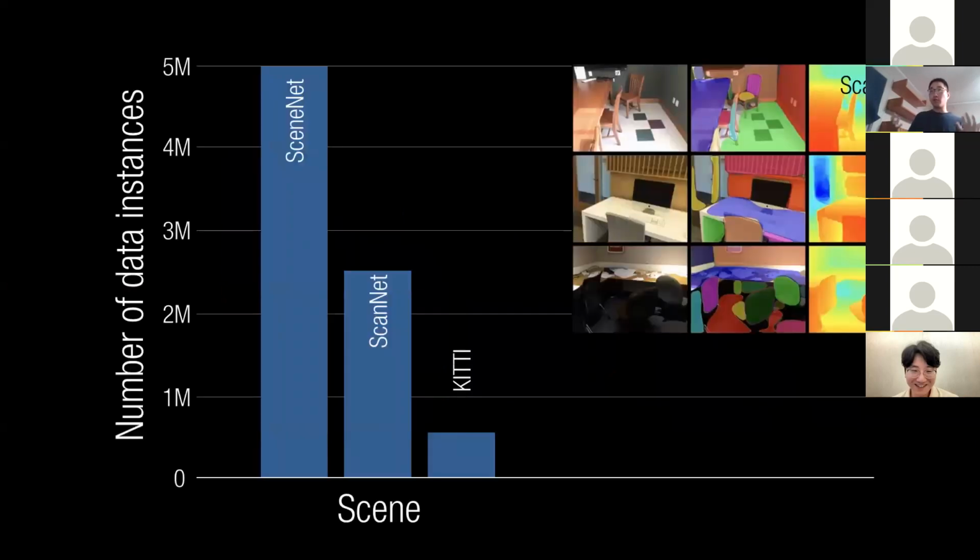So let me quantify the size of the training data. I'm showing the number of data instances for the data sets used to predict the depths of indoor and outdoor scenes. For instance, the ScanNet data set is made of millions of image samples in indoor space that include furniture, objects, flora, and so on. And you see that the order of the data size is a few million scale.